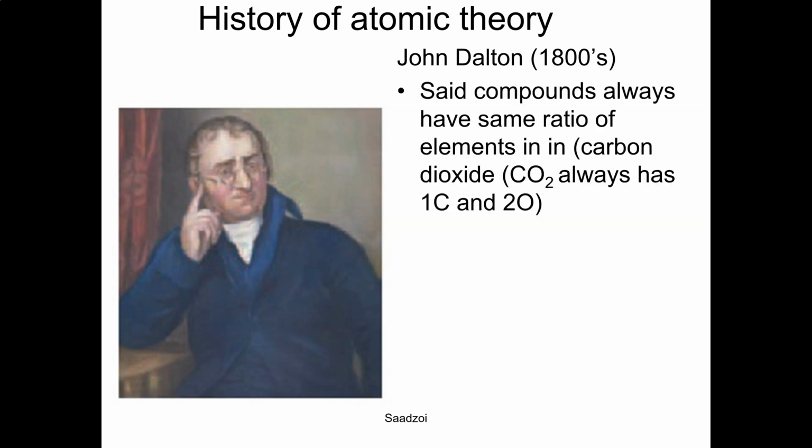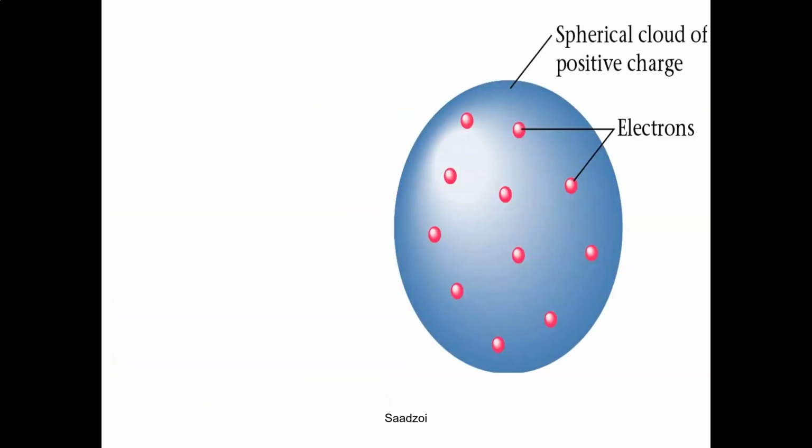John Dalton, 1800s, said compounds always have the same ratio. Basically, what that meant is that the thing you're breathing out every day, carbon dioxide, is always going to be CO2. It's always going to be one carbon and two oxygens. It's not going to be CO one day, CO2 another. It's the same ratio every time. That's basically his contribution.